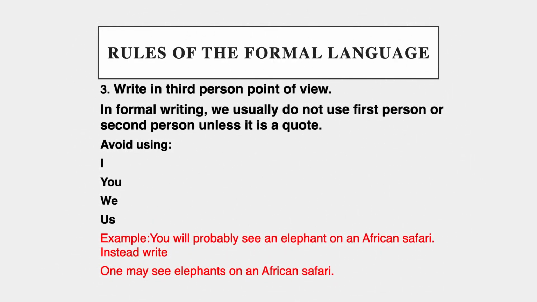Third rule is write in third person point of view. In formal writing, we usually do not use first person or second person unless it is a quote. Avoid using I, you, we, us. Example: you will probably see an elephant on an African safari. Instead write: one may see elephants on an African safari.